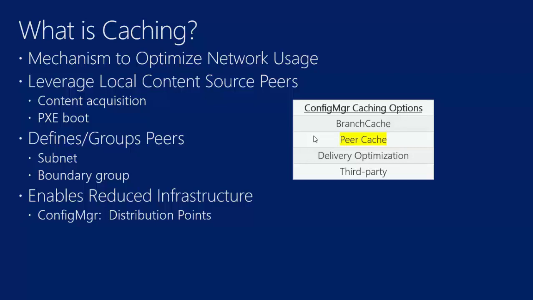A very commonly used mechanism is the subnet that clients are on. So there could be peers on a given subnet that systems can leverage to retrieve content if that peer on the same subnet has that content already. In the Config Manager world specifically, you'll see this more in a minute, we add boundary groups to that mix, and the boundary group defines the group of systems that could be sharing content back and forth. Even inside the boundary group, there's the ability to set it to only share content with systems on the same subnet. Finally, caching is a way to enable a reduced infrastructure. In Config Manager, that means fewer distribution points that you need to set up and maintain.